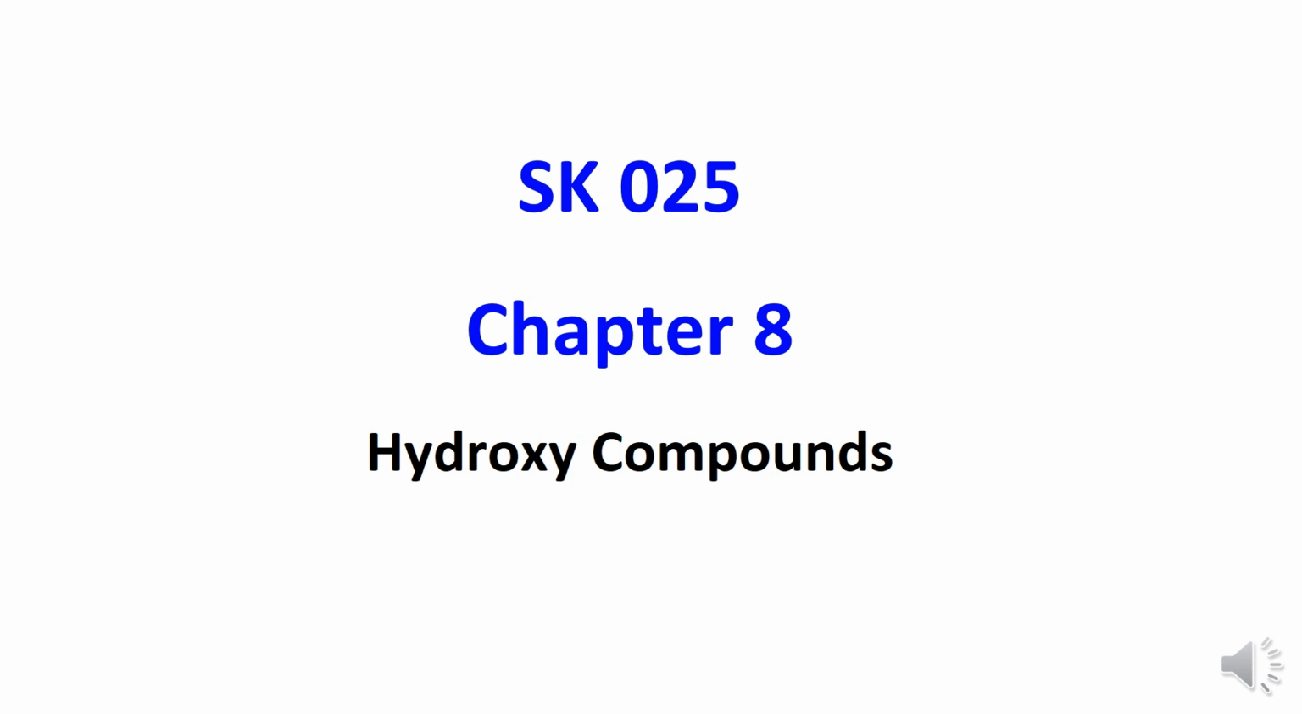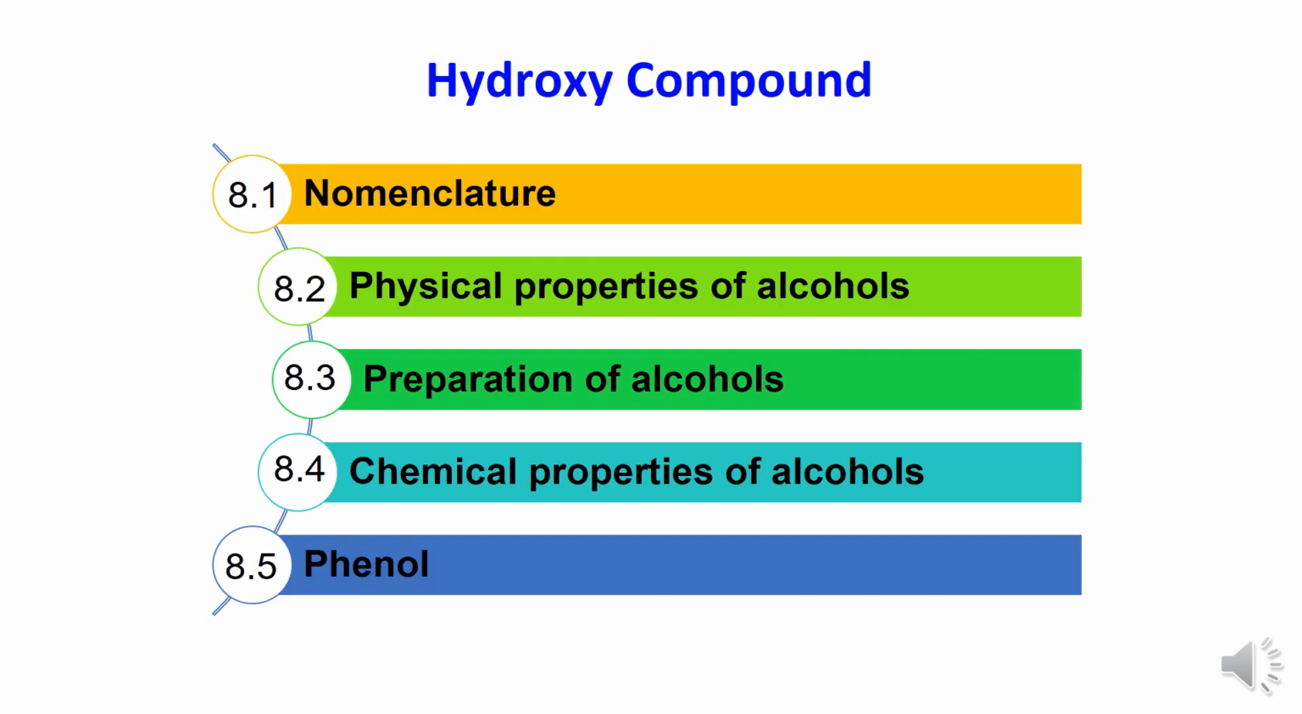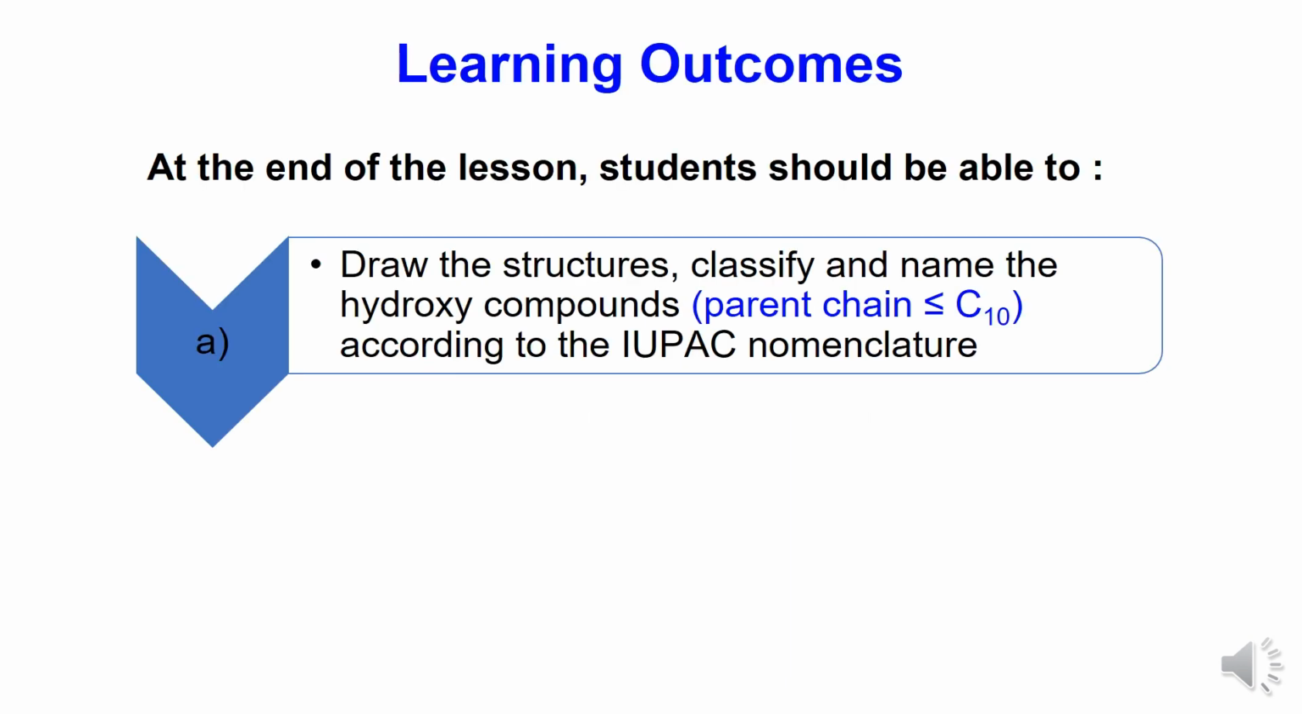This time I'm going to cover chapter 8 on hydroxy compound. So there are 5 subtopics for hydroxy compound. Then first we're going to cover 8.1 for the nomenclature, the naming part. And the learning outcomes, students should be able to draw the structure, classify and name the hydroxy compound for the parent chain less than 10 according to the IUPAC nomenclature.